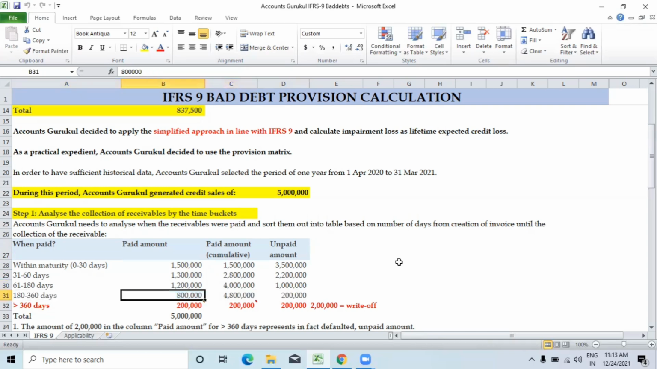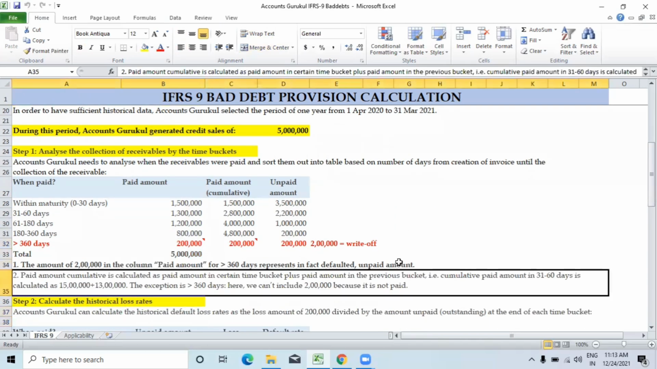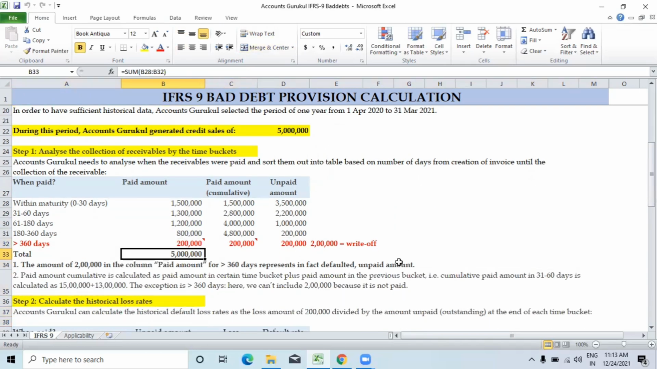Again, for the next bucket, 8 lakh was the paid amount, 48 lakh is the cumulative amount, and 2 lakh was the unpaid amount. This 2 lakh is beyond 360 days, and we have treated it as a write-off for the previous year, from 1st April 2020 to 31st March 2021. So the total is 50 lakh. The first step is based on the analysis of the previous data: how much were the sales, how much of that entire sales amount was received, and at which stages we collected that amount.